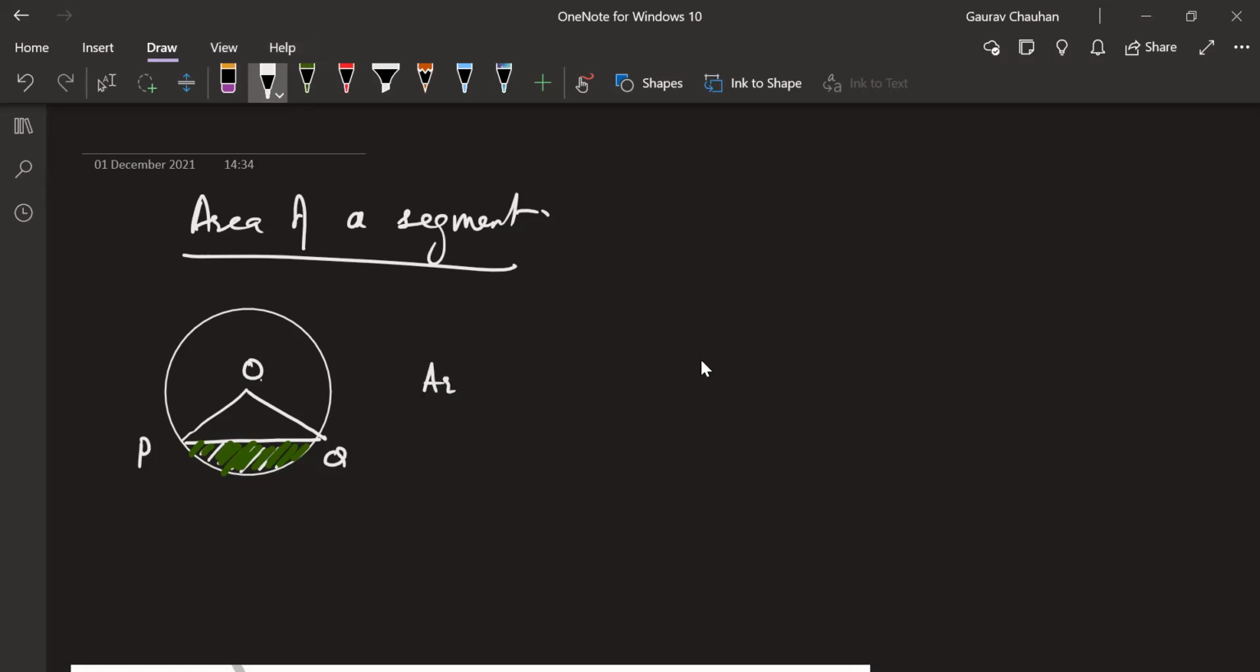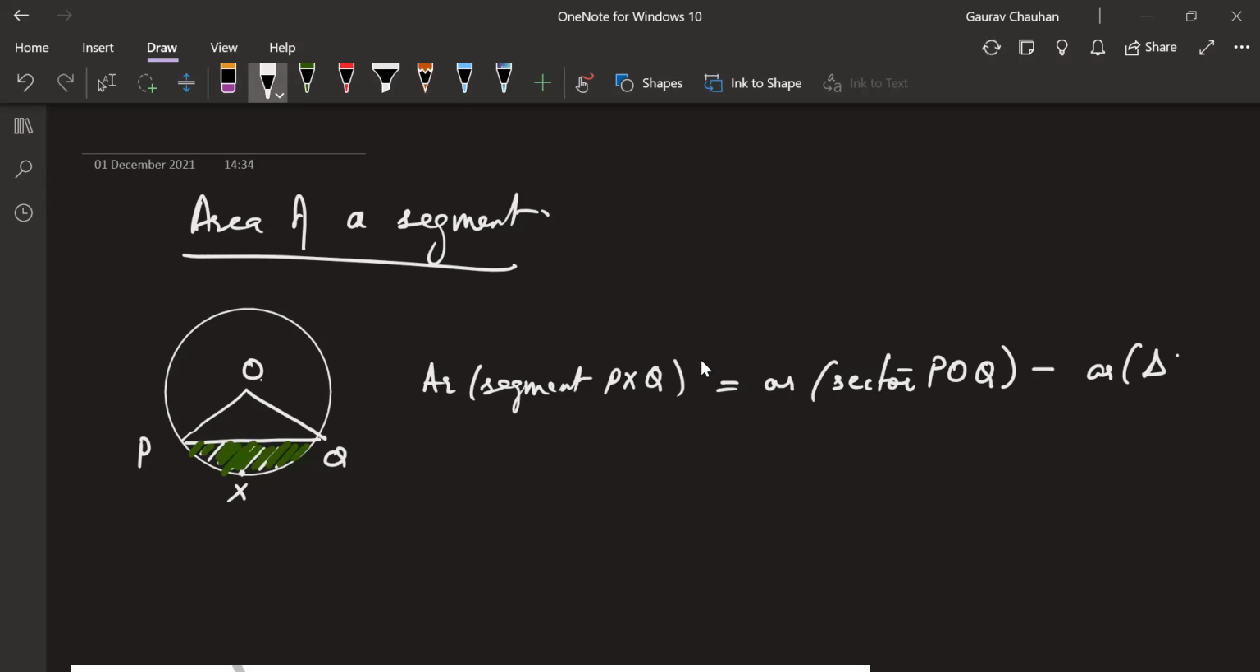Perfect. So let's put this as X. Area of segment PXQ is equal to area of sector POQ minus area of triangle POQ. Is that okay? It's basically this red area fully minus this blue area. But the question becomes a little bit more challenging as to how do we find this area of triangle POQ. Sector though we know.